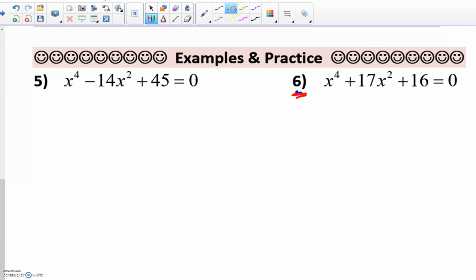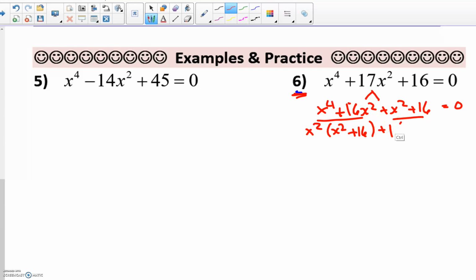And so what we're going to do then is find two numbers that multiply to be 16 and add to be 17. And we're going to break that apart and get x to the 4th plus 16x squared plus x squared plus 16 equals 0. Group, and this gives us x squared times x squared plus 16, plus 1 times x squared plus 16. And then that is x squared plus 16 times x squared plus 1.